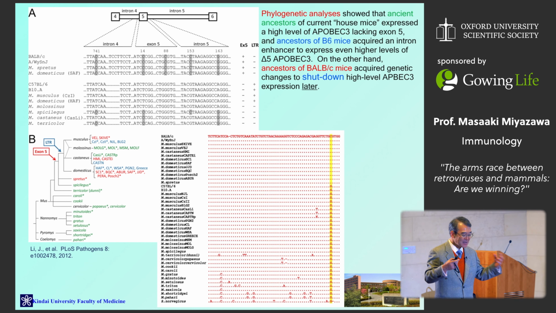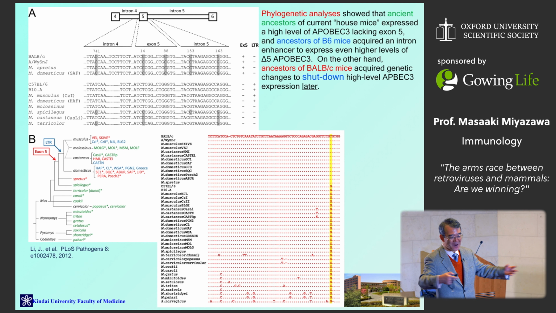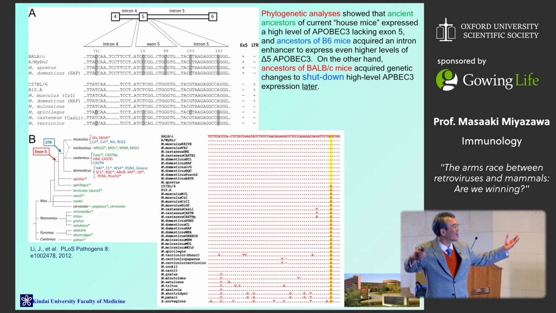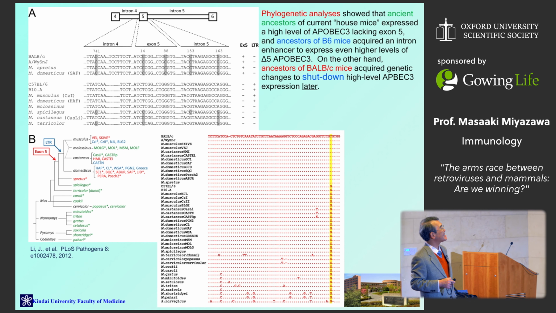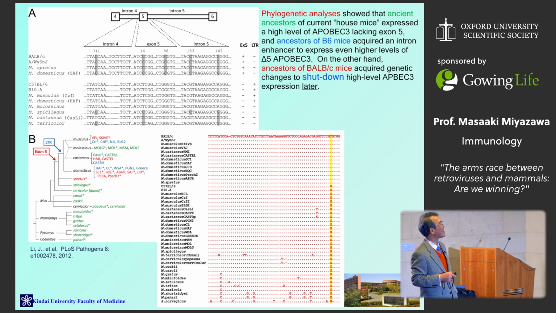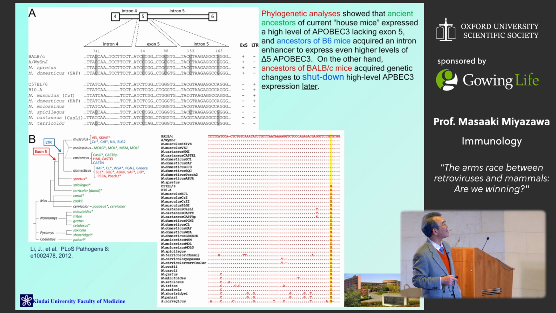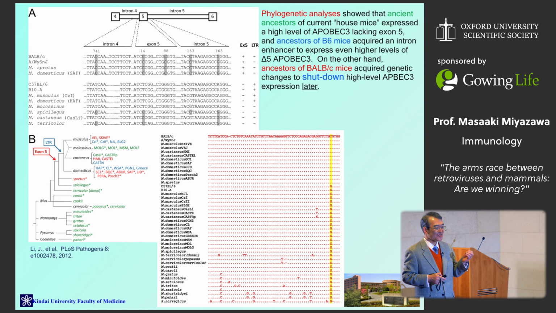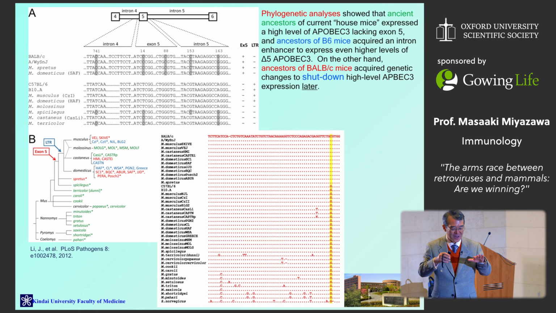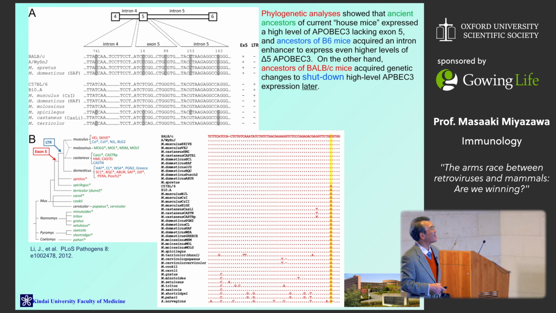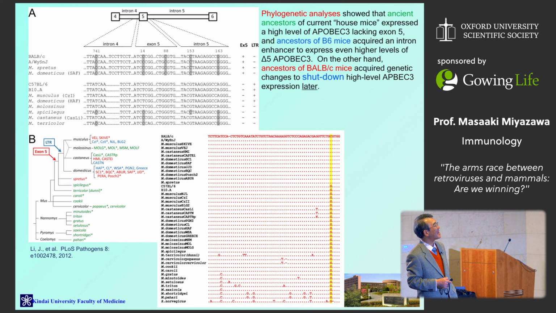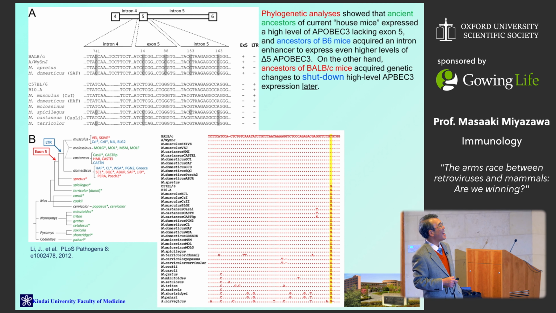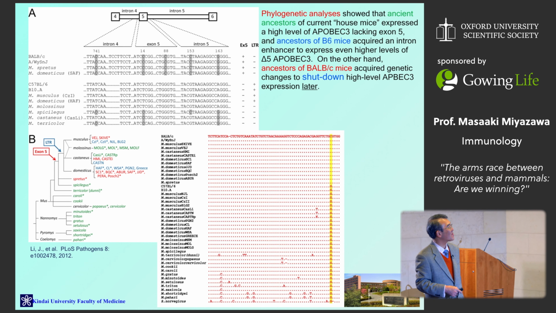So ancestors of mice were expressing a larger amount of resistance factor, and somehow some ancestors of the current susceptible strain acquired a genetic change that caused a lower amount of resistance factor expression. And as a matter of fact, this exon 5 that is associated with a lower amount of protein expression is actually dispensable.